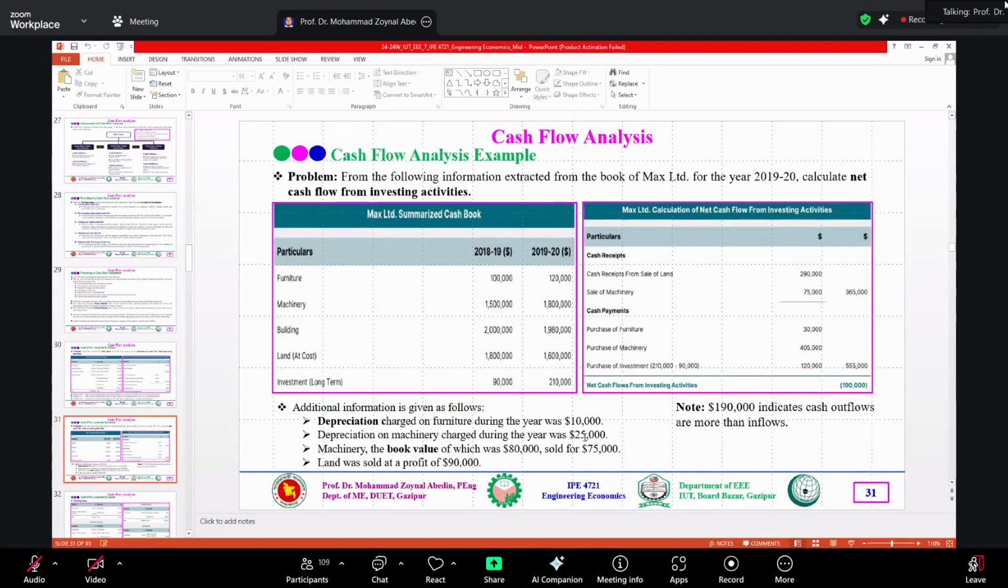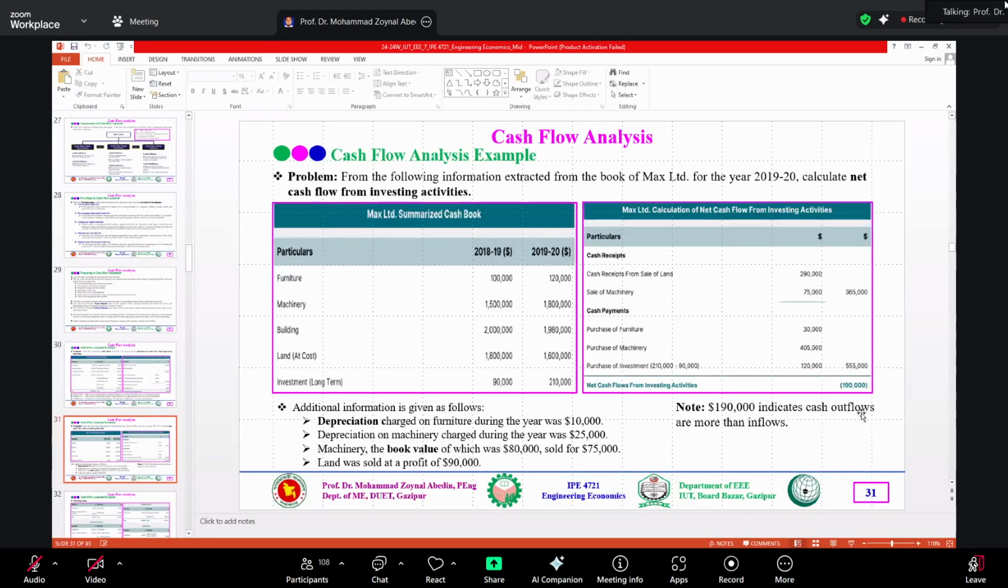Depreciation on machinery charged during the year is 25,000. Here also some depreciated value. Machinery, the book value of which was 80,000, sold at 75,000. The machinery's initial value was 80,000. Due to the depreciation, its value decreased from 80,000 to 75,000. Land was sold at a profit of 90,000. Though this information is given as additional information with this problem table.